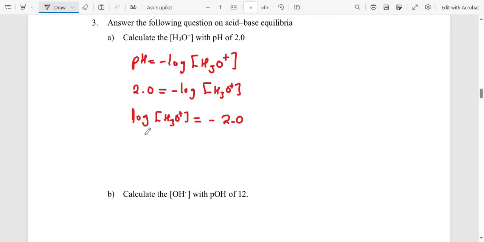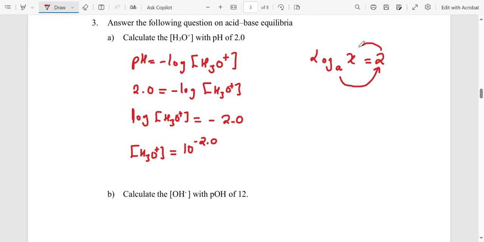2.0. For us to find the concentration of hydronium, remember a logarithm where the base is not showing is in base 10. So the base is 10, and this number that is this side will become the power, and it's going to be equal to the hydronium. That's how you convert a logarithm. If you have log in base a of x is equal to 2, this is a to the power 2 is equal to x. So a to the power 2 is equal to x, or x is equal to a to the power 2.